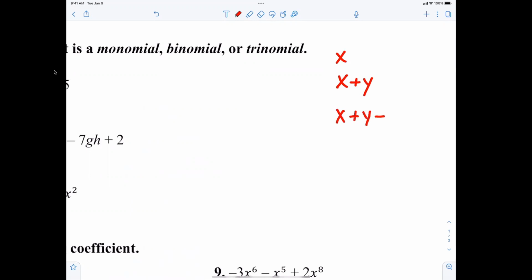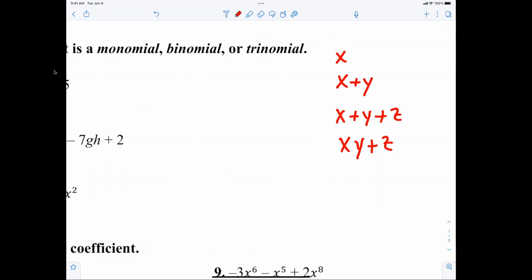X plus Y plus Z is called a what? Trinomial. What is X, Y plus Z called? A binomial. That's very good. So again, terms are separated by addition and subtraction.